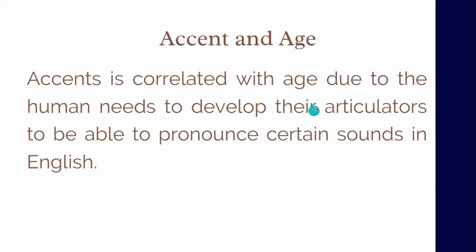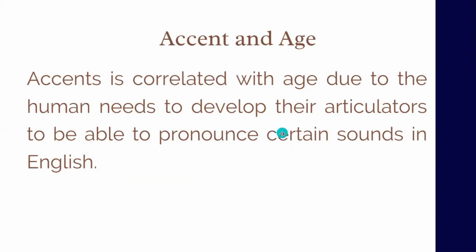Okay, so first of all, accent and age. Accent is correlated with age due to the human need to develop their articulators to be able to pronounce certain sounds in English. We know that language has many sounds. For example, in English, there are 20 more vowels, and the total sounds of English is around 40 sounds.